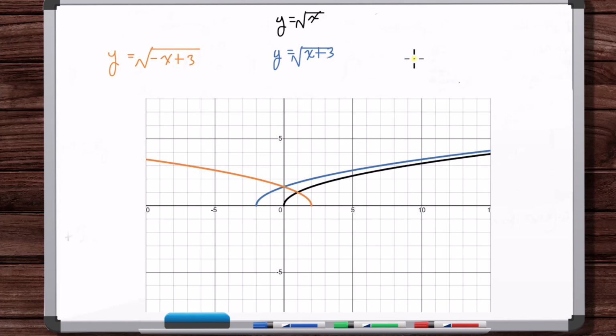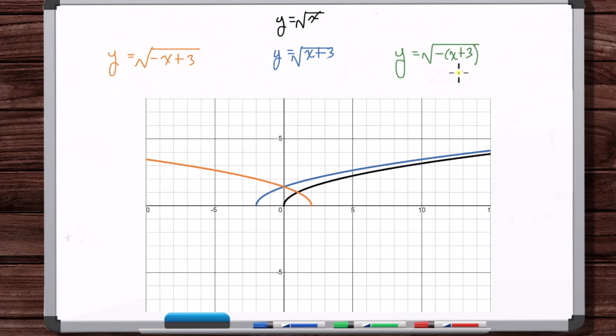But the book points out that if you didn't do it in this order, if you didn't shift first and then reflect, what would happen is that you would get y is equal to the square root of minus x. And then from there you shift, so you get what? You get y is equal to the square root of x, and then inside of that minus, open parentheses, x plus 3. And this is different from this.